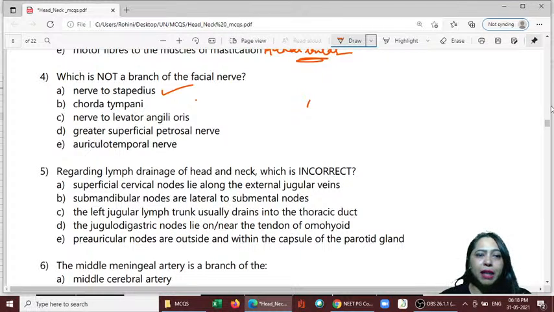Is chorda tympani a branch? Yes. What about levator anguli oris? Levator anguli oris, is it a branch? Greater superficial petrosal, is it a branch? This is the branch. Levator anguli oris is one of the muscles of facial expression. Sorry, not muscles of mastication, but muscles of facial expression.